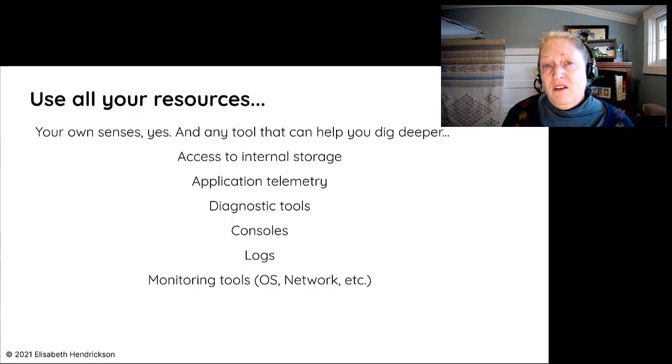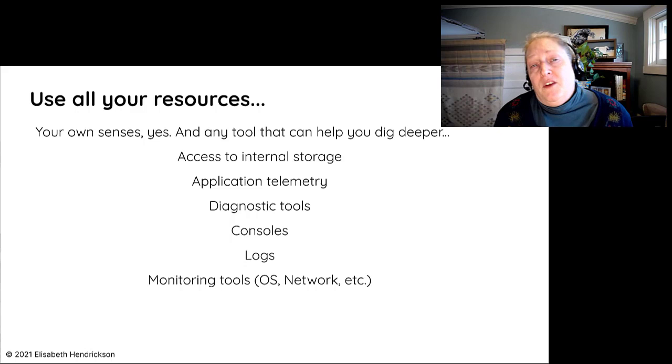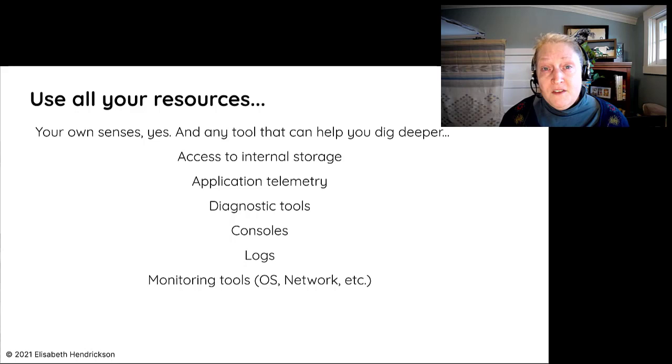So you want to observe by using all of your resources, all your senses, hearing when a drive spins up, for example, not just seeing what's happening on the screen. Any tool that can help you dig deeper: diagnostic tools, looking at logs, looking at consoles, using monitoring tools, looking at any kind of telemetry that you have built into the software that you're working with. So using all of those resources so that you could detect if something went wrong. And one thing to ask yourself is, if something were going wrong, how would I know? And use that question to steer you towards all of the places to look, not just the obvious places.